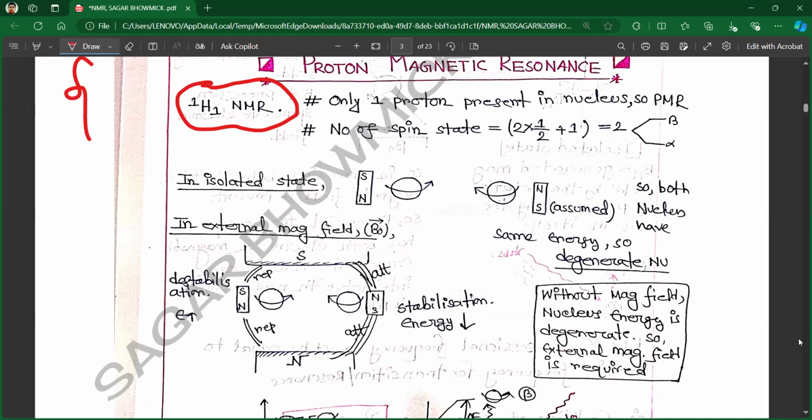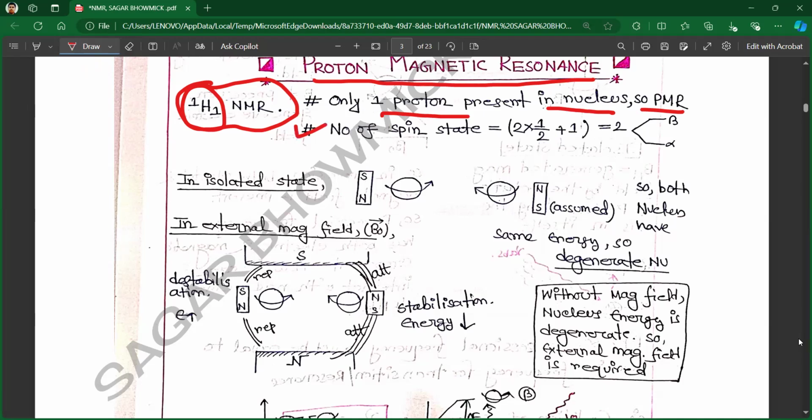Okay, so now proton magnetic resonance spectroscopy. Our spectroscopy name was nuclear magnetic resonance spectroscopy. If the nucleus is of hydrogen, that is called proton. So this is proton magnetic resonance spectroscopy when we will be talking about proton nucleus 1H1. Only one proton is present in the nucleus. So PMR, proton magnetic resonance. In 1H1, in the nucleus there is no neutron, only one proton. That's why it is called proton magnetic resonance. Otherwise, we would be calling it hydrogen magnetic resonance. We can call it proton because the nucleus only contains proton.